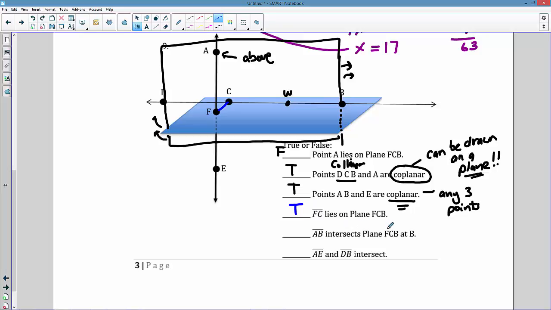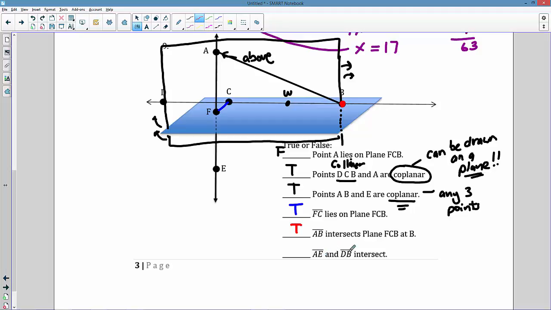AB intersects plane FCB at B. So AB, which is not drawn, but it exists, right? So this line AB from here to here, does that intersect the plane? And the answer is yes, actually. It doesn't go through it, which can confuse students a lot of times, but it hits a point on the plane. It shares a point with the plane, so it definitely does intersect it, and it does intersect it at B.